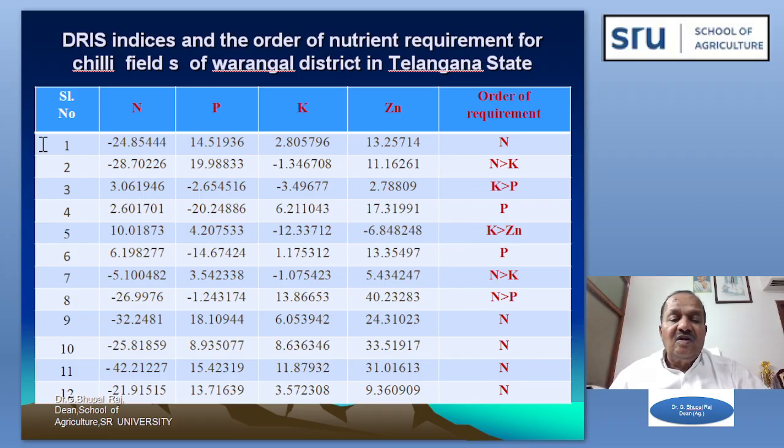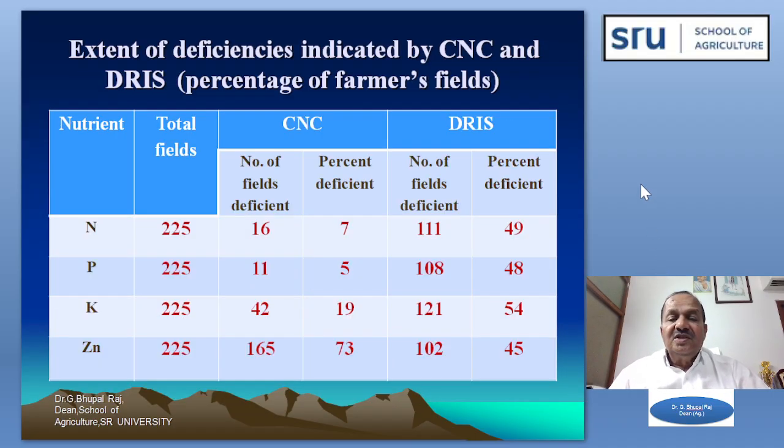Like that, for all the plants, we have calculated the order of nutrient requirement for all the farmers, that is 225 farmers. So these 225 farmers, 225 plants, we have 225 fields. We have analyzed and divided them based on the critical nutrient concentration value and the DRIS values. We have compared both: samples deficient through critical nutrient concentration and samples deficient through DRIS values.